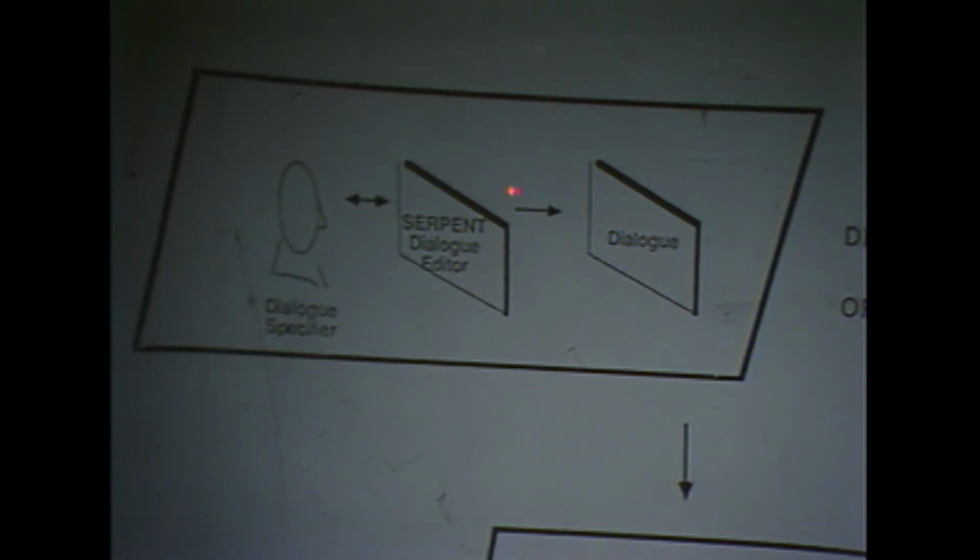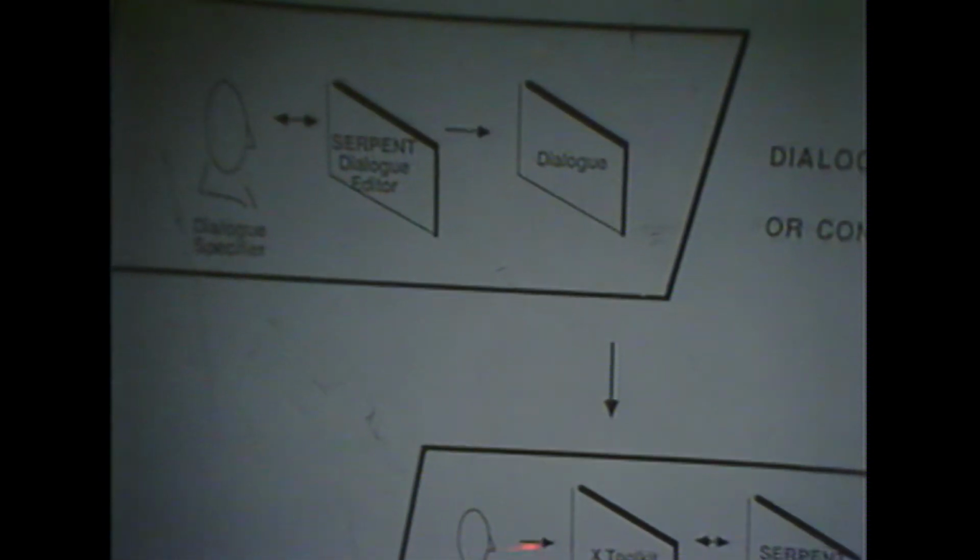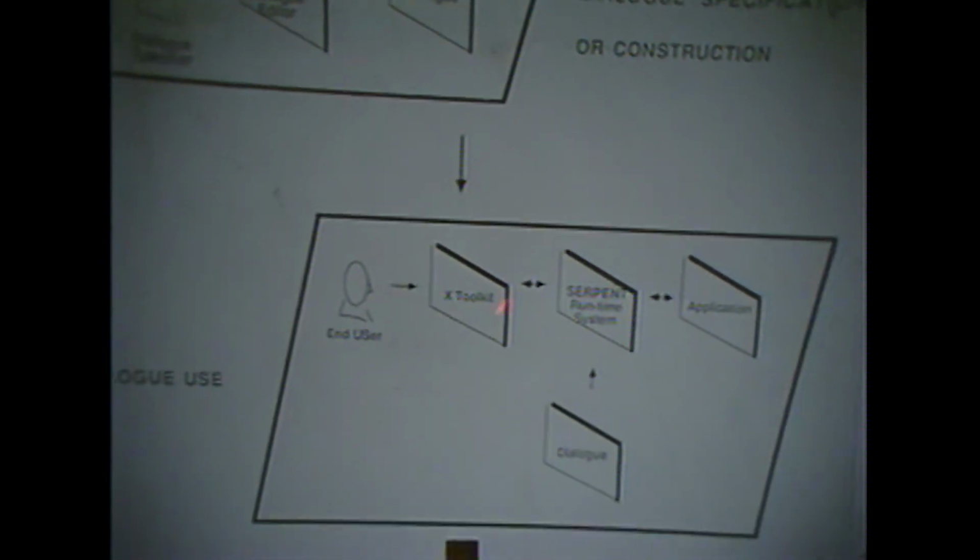So you wouldn't be specifying just the pieces or the widgets or whatever else you'd want to use. You'd also be specifying how those would interact with the user once they were actually on the screen. That dialog would then be stored away in some sort of compiled format. And then later on, your end user, when they sat down in front of the terminal, what would be in front of them would be these layers.